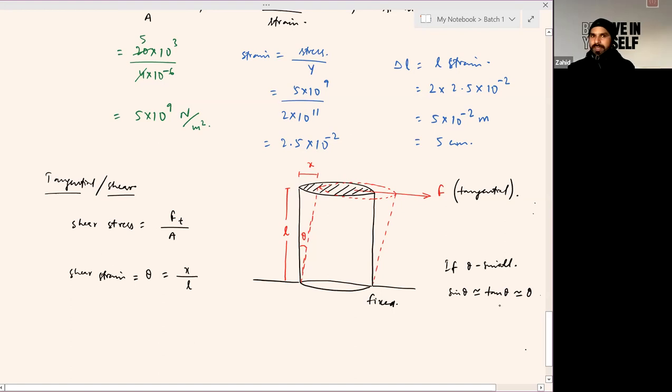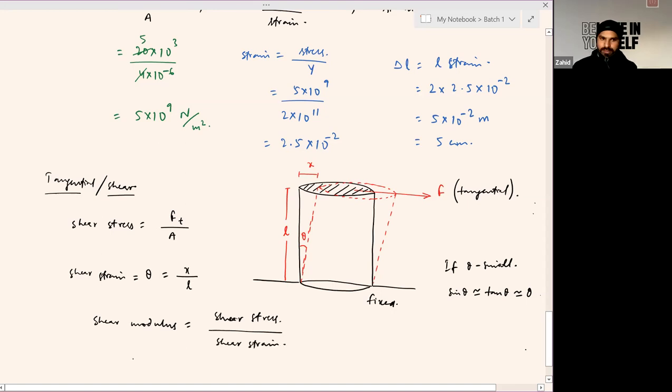since sine theta equals tan theta equals theta if theta is small. And tan theta is perpendicular by base. In this part, perpendicular is x, base is L, so theta will be x by L. Now, if you divide these two terms to define the modulus of elasticity, in this case it is called shear modulus. So shear modulus equals shear stress divided by shear strain.